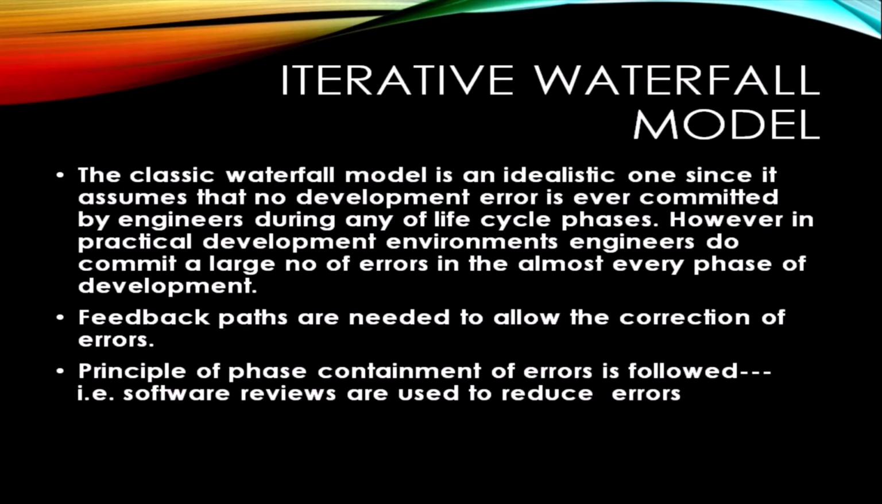Now we will discuss a little bit about the iterative waterfall model. The classical waterfall model is an idealistic one since it assumes that no development error is ever committed by engineers during any of the life cycle phases. However, in practical development, engineers do commit a large number of errors in almost every phase of development. Feedback paths are needed to allow the correction of errors. The principle of phase containment of errors is followed, and to do this, software reviews are used to reduce the errors.